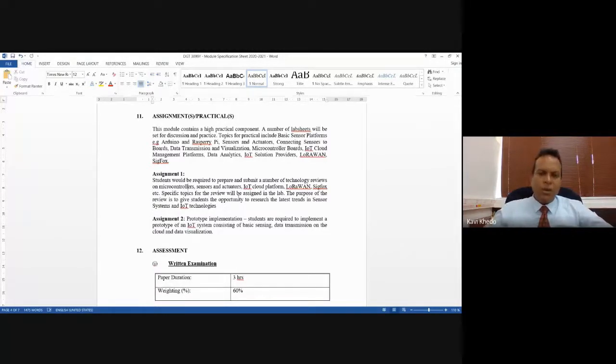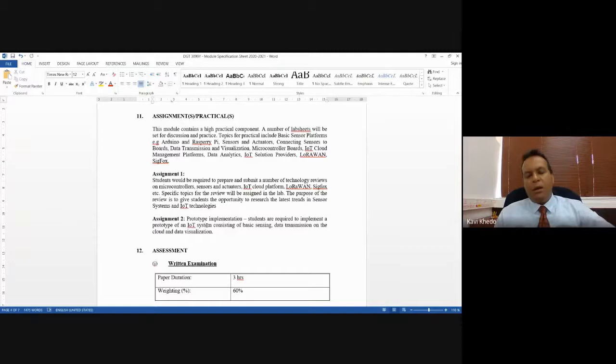So these things will be introduced to you in the lab in the first semester itself. Then in the second semester, for assignment 2, you will use the lab time mainly to implement a project, a mini project. I call it a mini project where you have to actually apply everything that you have learned in your first semester to build an IoT solution.